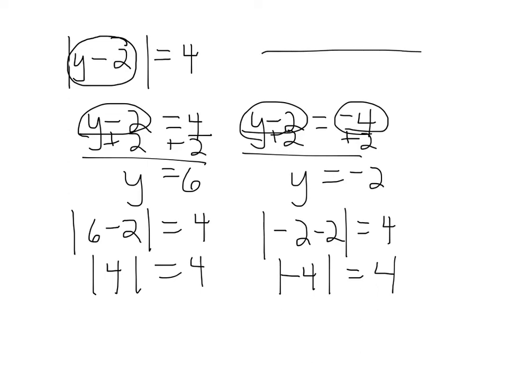And the way I'd graph that is I'd just say that my two solutions are 6 and negative 2. So I'd put one of them here, negative 2, and one of them here, 6. They're equal to, so they're dots right on here.